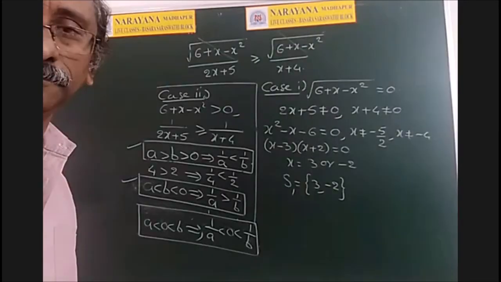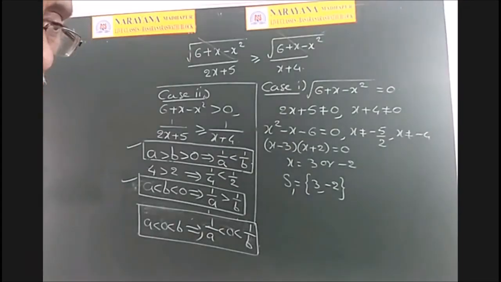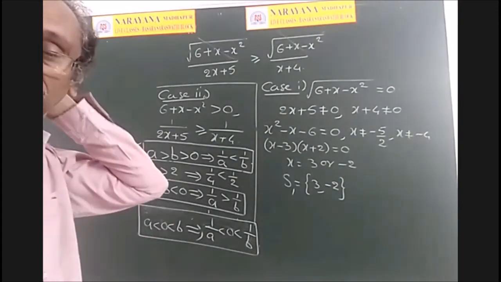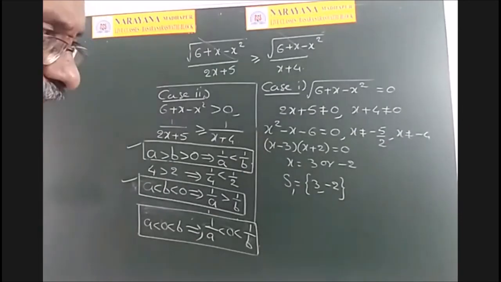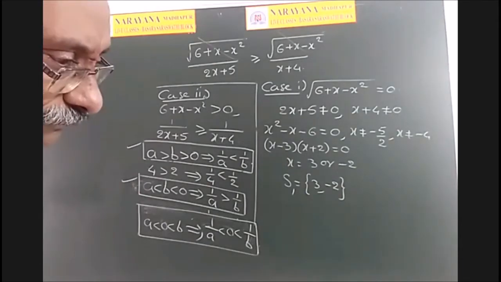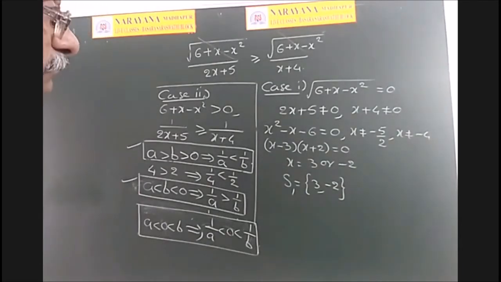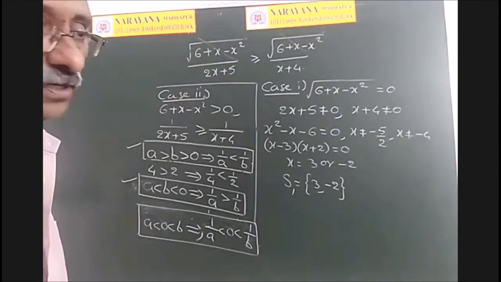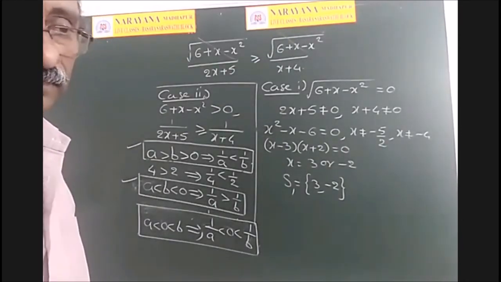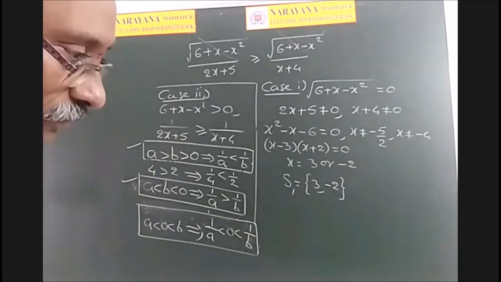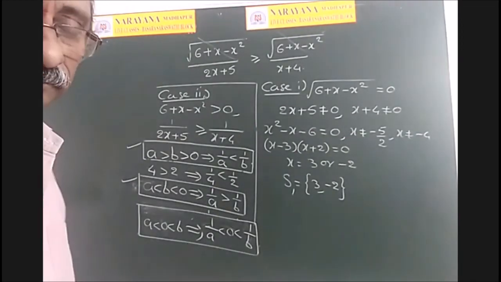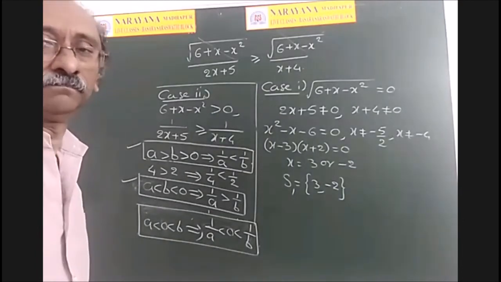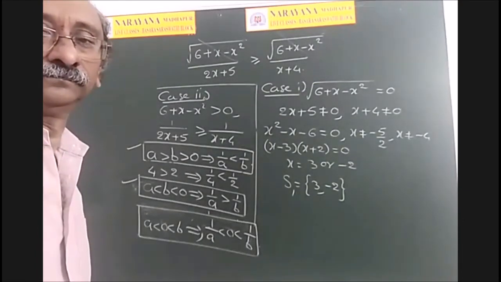Akash? Sir, it is clear only, sir. Okay, thank you. Sir, if in the question it was only less than, or only greater than, then we cannot do case one, no, sir? That is root 6 plus x minus x square is equal to 0. Very good. Definitely. So in that case, what do we have to do? Only second case? Only second case. Oh, okay, sir. Thank you, sir. Right.